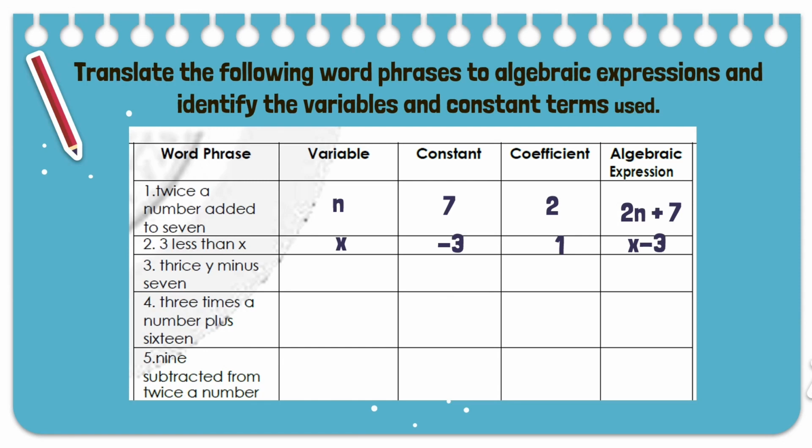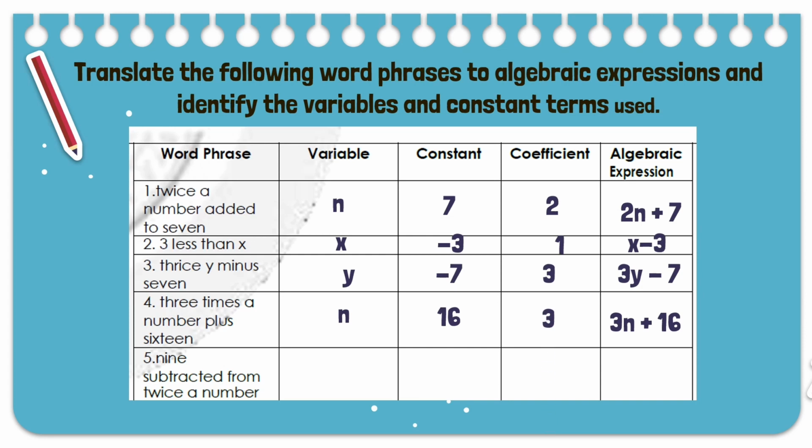Okay, next, number 3. Thrice y minus 7. So, thrice daw ng y minus 7. So, 3y minus 7. So, ang ating variable is y. The constant is negative 7 and ang ating coefficient is 3. Next, number 4, 3 times a number plus 16. So, 3 times a number, para din siyang thrice a number. So, 3 times a number plus 16. So, 3n plus 16. So, ang ating variable na ginamit ay n. Then, ang constant is 16 and the coefficient is 3.